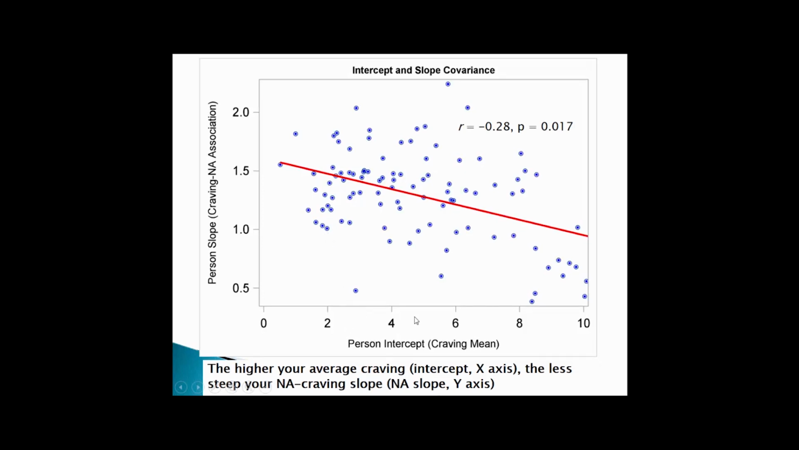So the higher your average craving, the less steep your negative affect craving slope. Okay? Or the higher your craving mean, the less of an effect negative affect is having on your craving. If you put that in a correlation metric, it's about a negative 0.3 association between your mean and your craving negative affect association, and it's a significant relationship. This might suggest a ceiling effect, where people who have high average craving can't really go as high as somebody who has low average craving on a high negative mood moment.